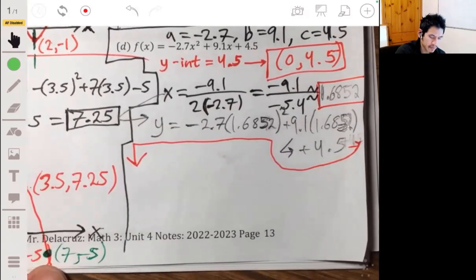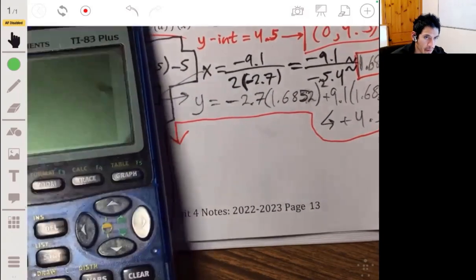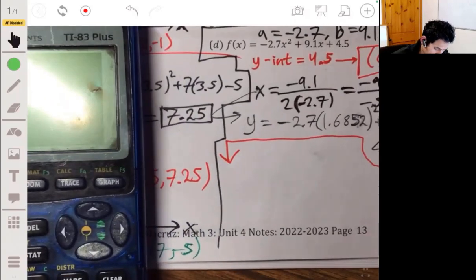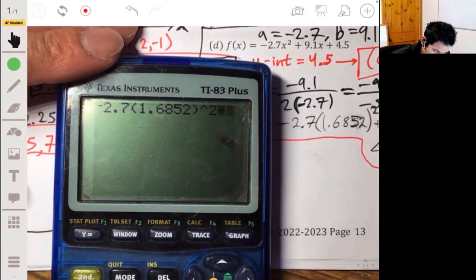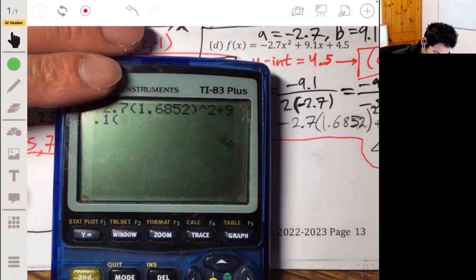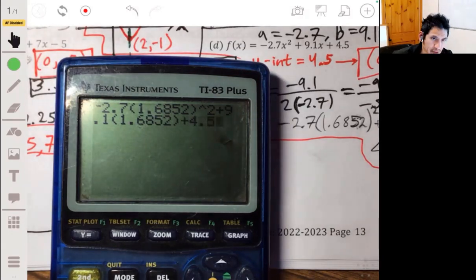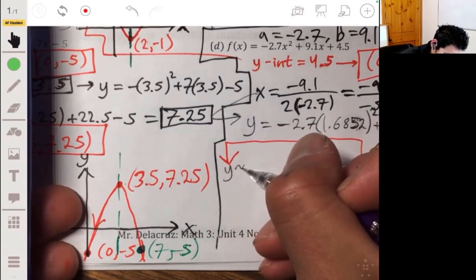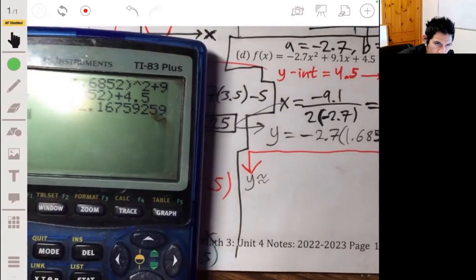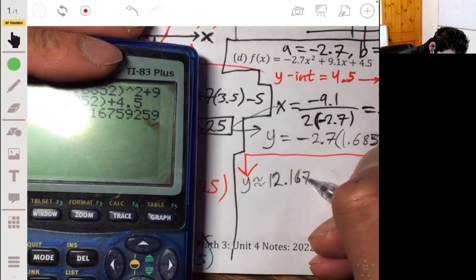And I like to use my powerful calculator because I mastered the math already. Negative 2.7 times 1.6852. This will be raised to the second power. I'm going to add 9.1 times 1.6852. Then add 4.5 to that guy. And bang, 12.16-ish. Rounding, of course, 12.16759.